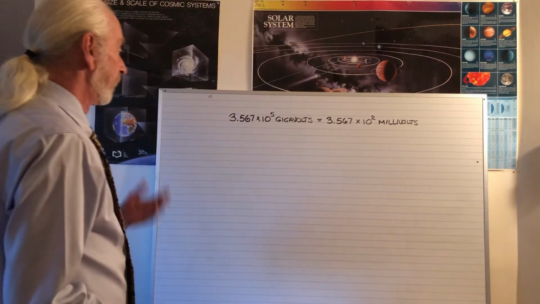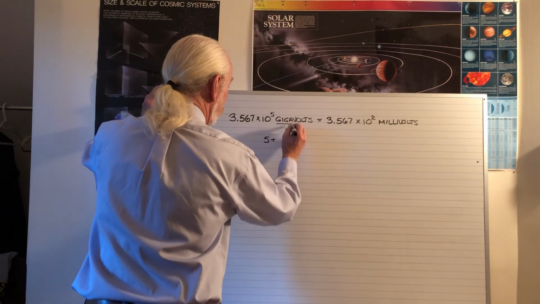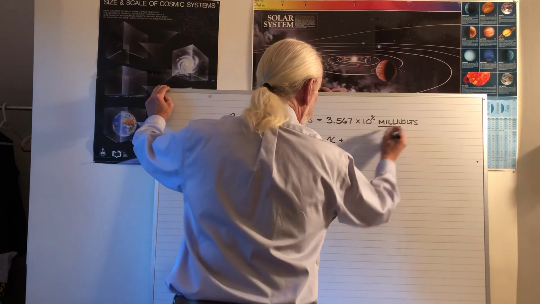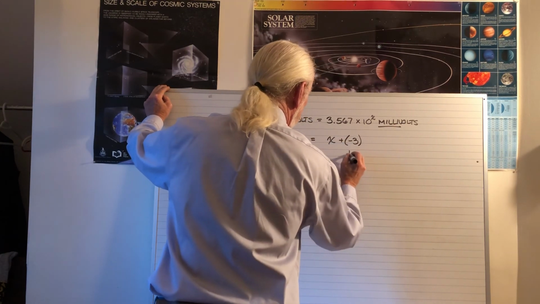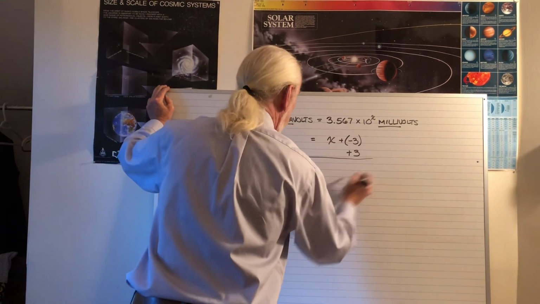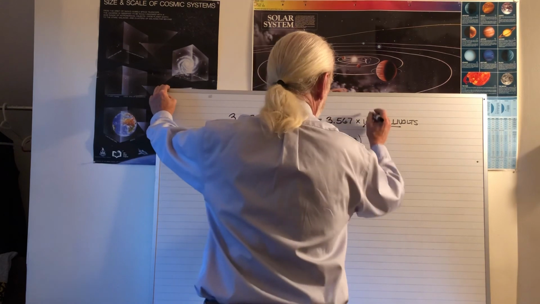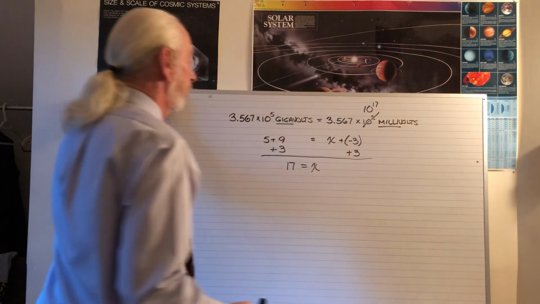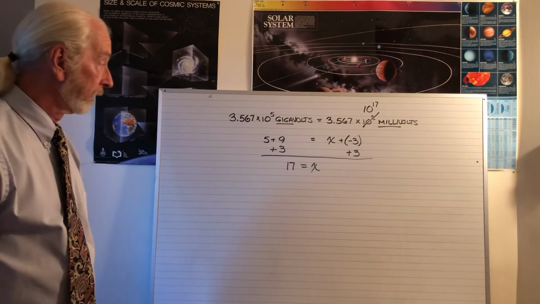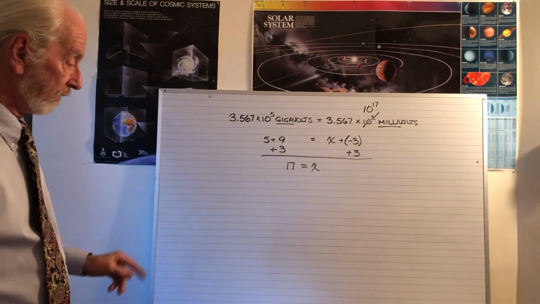Okay, so now I know all I'm dealing with is prefixes and exponents, so I'm going to go 5 plus 9 equals x plus -3, add positive 3 to both sides. Look how fast that goes. You won't find that anywhere else, unfortunately. But you see how quick that is? Get used to that one, and that's going to save you a lot of grief.